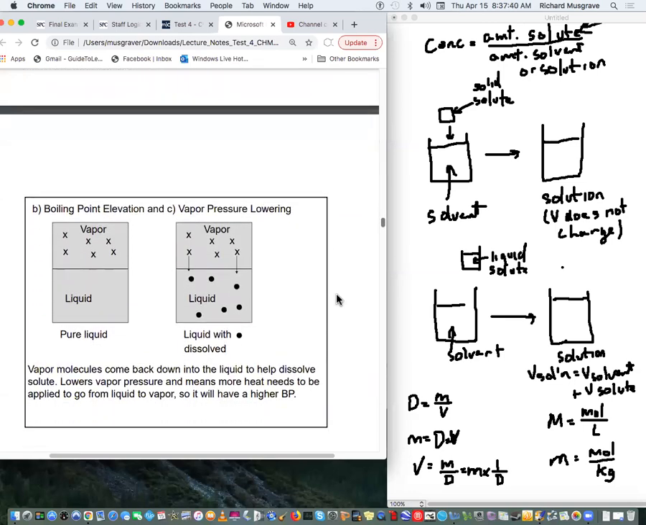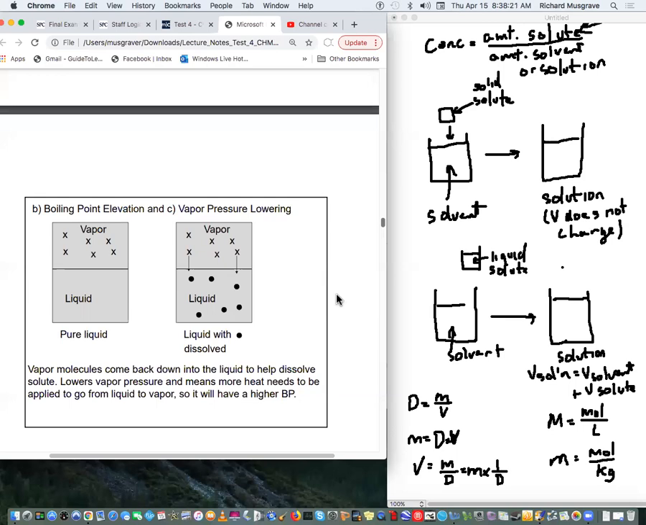The next two we're talking about are going to be boiling point elevation and the vapor pressure lowering. So generally speaking, if you've got a pure liquid that hasn't got anything dissolved in it, you'll have liquid, but above it, you'll also have molecules of vapor floating around as well. And that vapor actually has a pressure that can be measured. If you dissolve something into a liquid, what will happen though is that some of that vapor will come back down into the liquid to help dissolve whatever it is you've put in the liquid. This has two effects. The first effect is that it lowers the vapor pressure because now you have less vapor above the liquid than you did before.